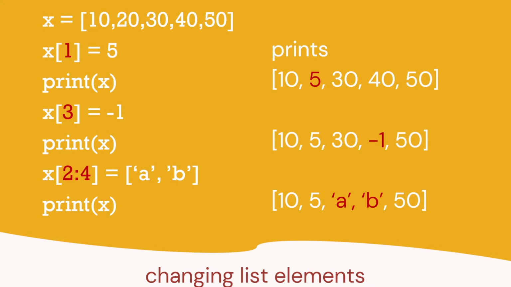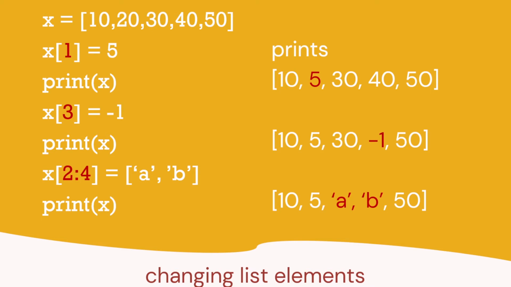You can see with the prints, we've got print 10, 5, 30, 40, 50. So the output, you can see the list has changed. So we can change the elements in a list by using the index. The next example, we've got x3 equals -1. So now we've got 10, 5, 30, -1, 50. The final one, we're actually taking a slice and changing those elements between 2 and 4 to A and B.